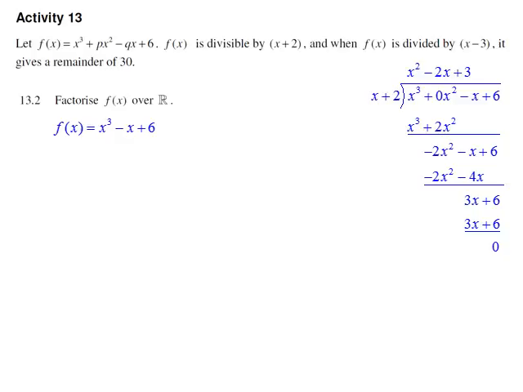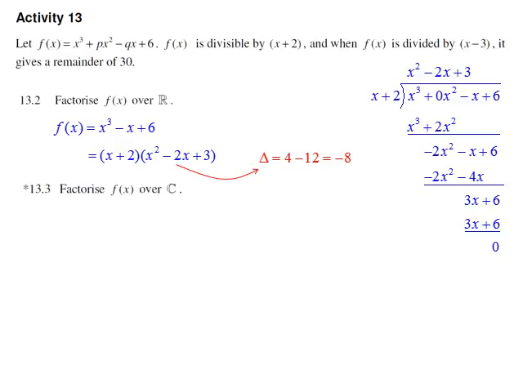So we can now write f as a product of the divisor times the quotient plus the remainder, but the remainder is 0, so f(x) can be factorized as (x plus 2)(x squared minus 2x plus 3). If we now try to further factorize x squared minus 2x plus 3, we see that the discriminant of this bracket is equal to -8, which means that x squared minus 2x plus 3 cannot be factorized over the real number system, and my final answer is (x plus 2)(x squared minus 2x plus 3).